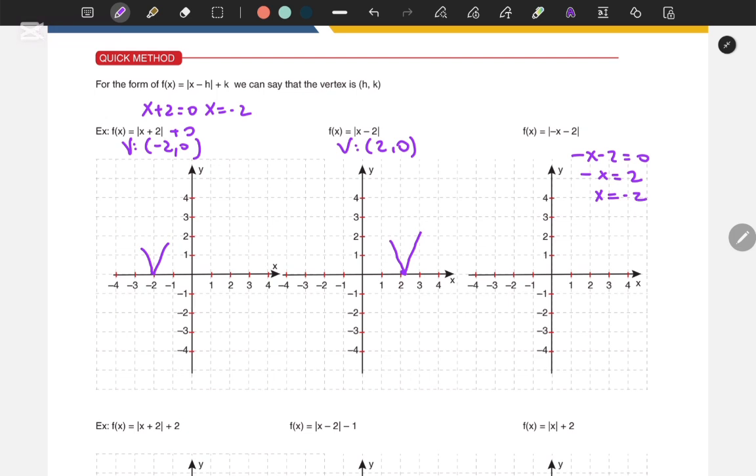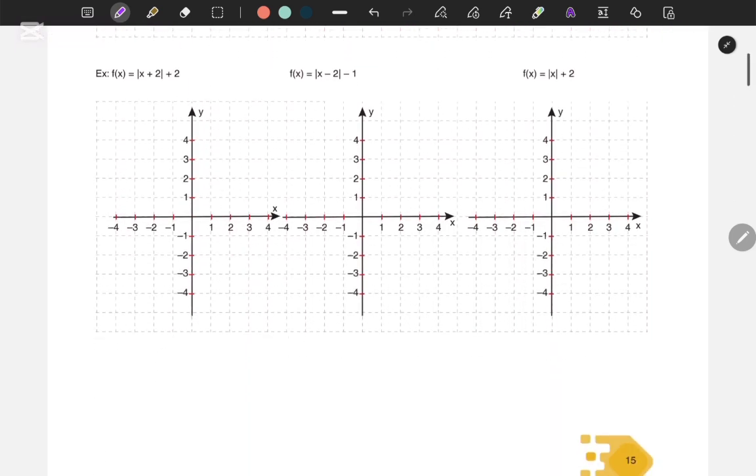Again, negative x minus 2 equal to 0, negative x equal to 2, x equal to negative 2, because I have to divide both sides by negative. So x is negative 2, y is 0. Here we are. Okay, do I have any vertex? Yes, negative 2 and 2.